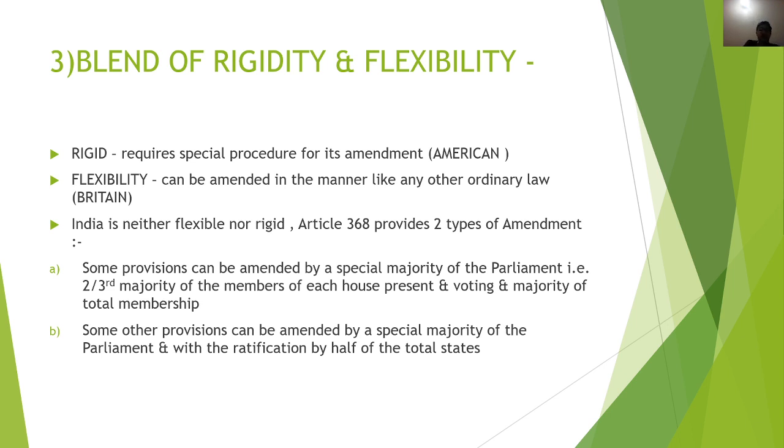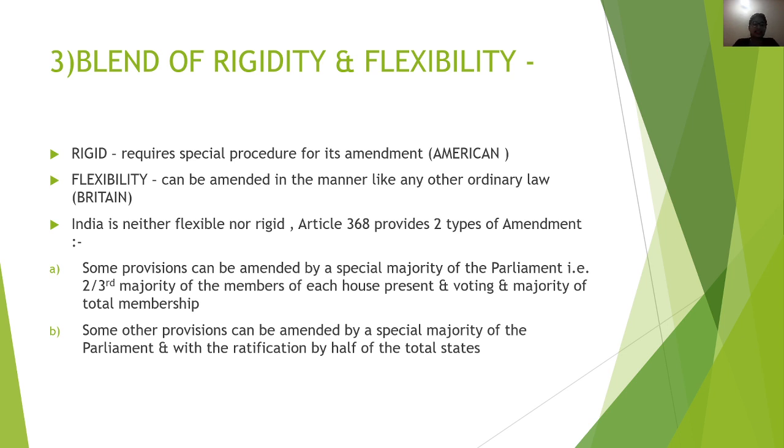So the Indian constitution is neither rigid nor flexible, but it's a synthesis of both. Article 368 provides two types of amendments. One, that some provisions can be amended by a special majority of the Parliament, for example a two-thirds majority of the members of each house present and voting, and a majority of the total membership.